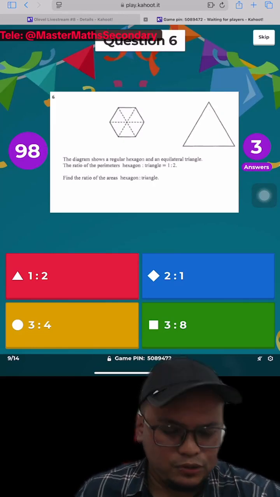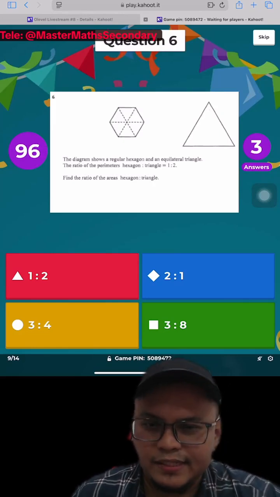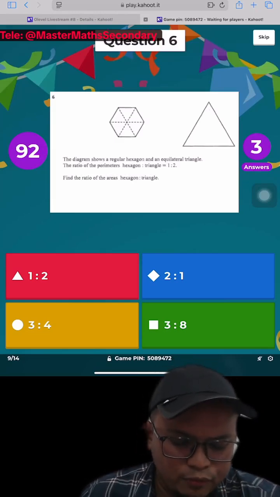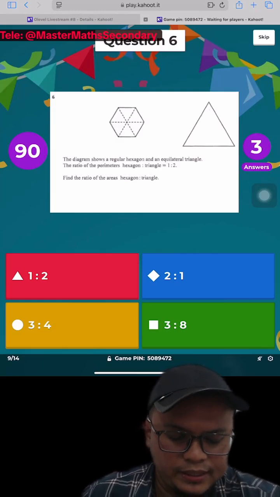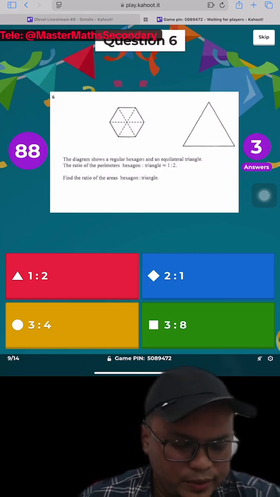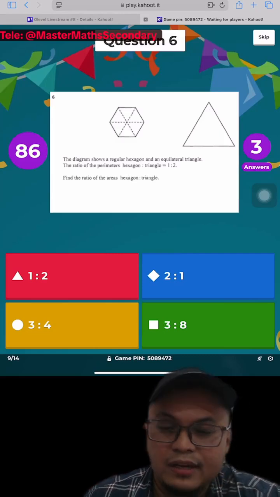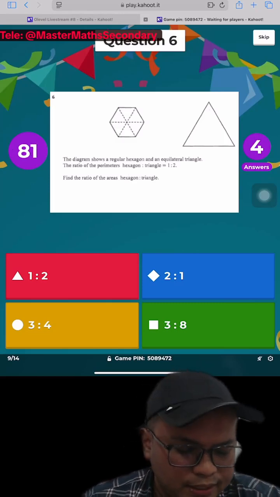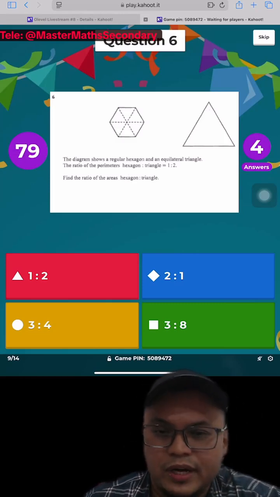Now you are given a hexagon, a 6-sided polygon, and also an equilateral triangle. We're given the ratio of the perimeters. The hexagon is 1 unit, whereas the triangle has a perimeter of 2 units. So in terms of perimeter, the hexagon is 1 unit and the triangle is 2 units.